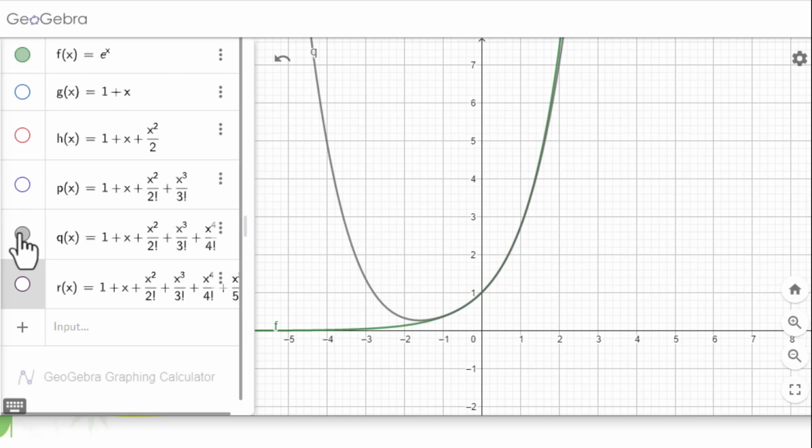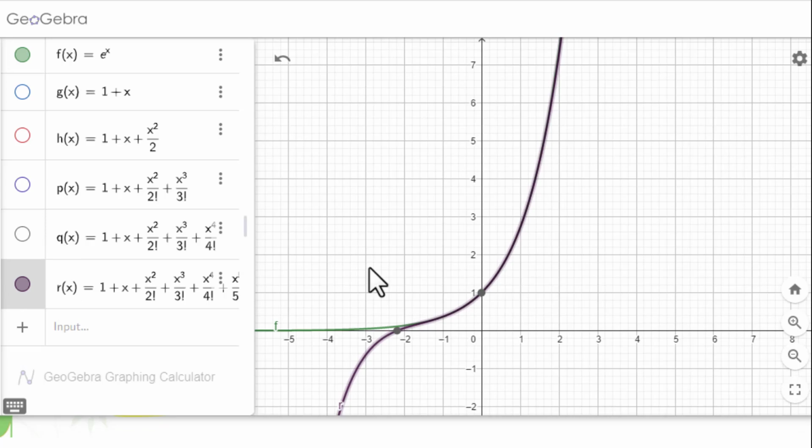Adding one more term, for this part the graphs almost overlap. A Maclaurin series with more terms can express the function e to the x power more accurately.